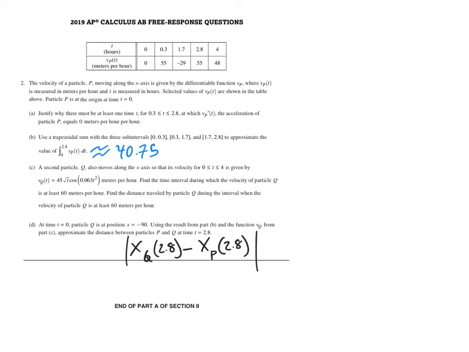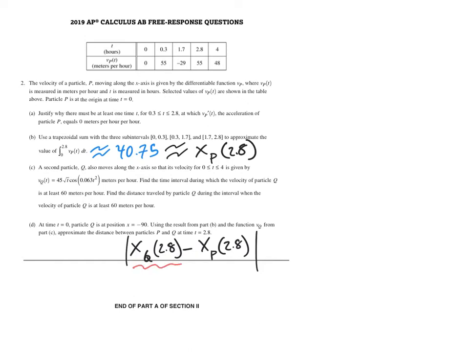Okay, well, do we really know these two things? Well, one of them we do kind of know already. It's here. This one is the position of particle P at 2.8. And really, that's what this would be because the starting position was 0. And this is the total distance it's traveled because it was the integral to 40.75. So actually, this is probably its position or a very good estimate of its position. So we could say this is approximately the x position of particle P at 2.8. So now we just need to find this part.